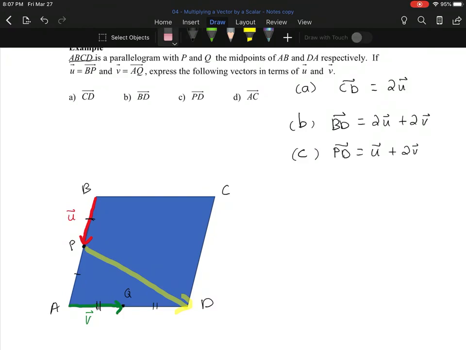Okay, so let me just clean up my diagram a little bit. What do I want to get rid of here? Get rid of that and that. Okay, good. And the last question here, D, is they want AC in terms of U and V. So AC goes from here to here.